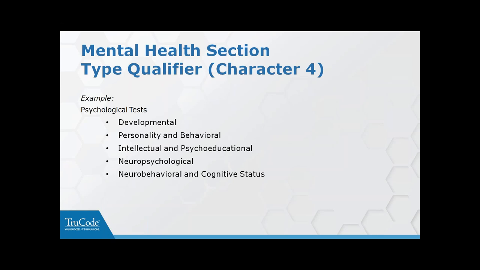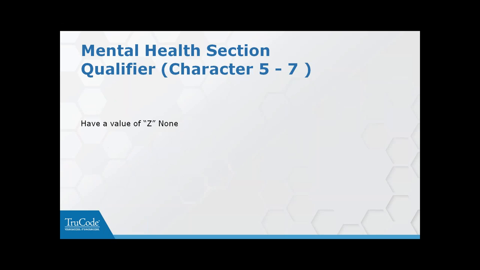To talk about some of the different types of qualifiers, you might see within psychological testing what types of testing those are. So there may be a different character for developmental testing, personality and behavioral testing, intellectual and psychoeducational, neuropsychological, and then neurobehavioral and cognitive status. So those are the different choices there, with the fourth character or fourth qualifier there is going to be the type. So those are different types that you'll see.